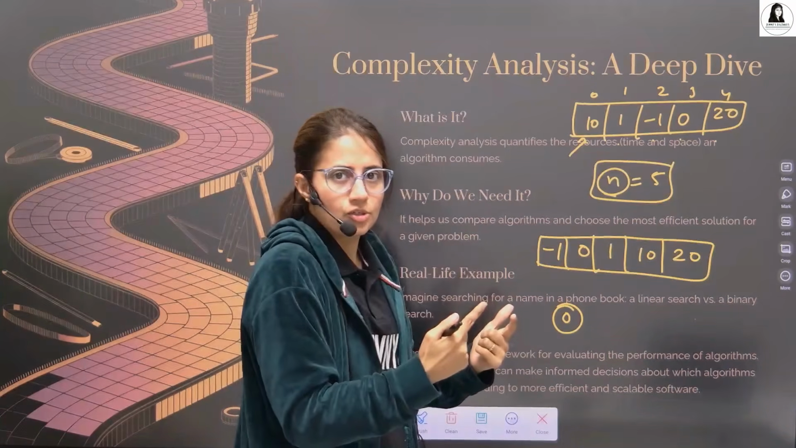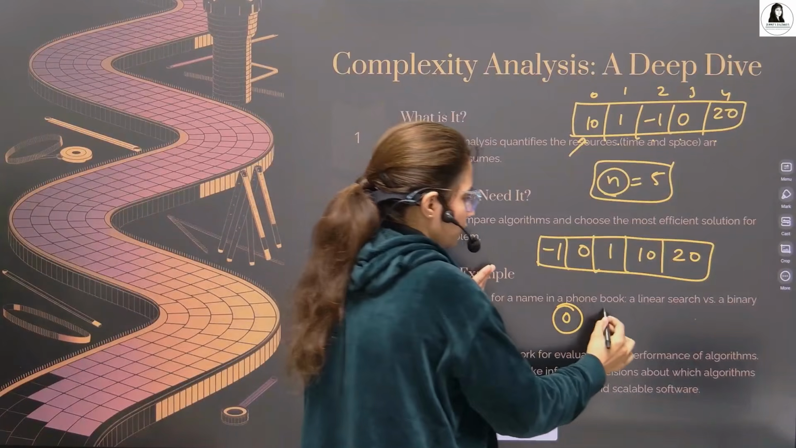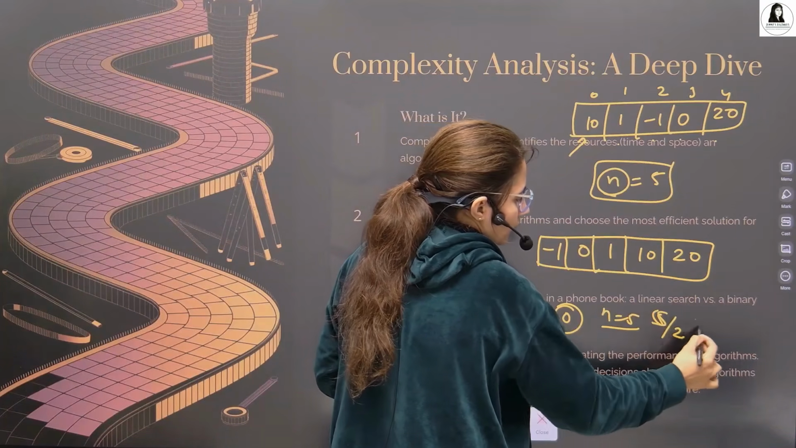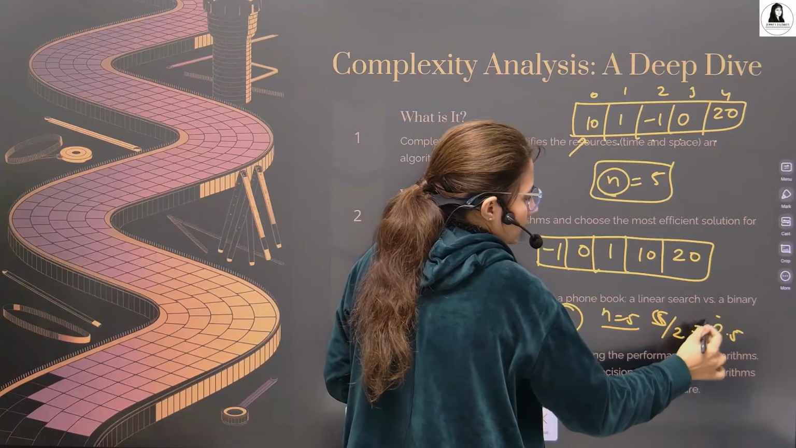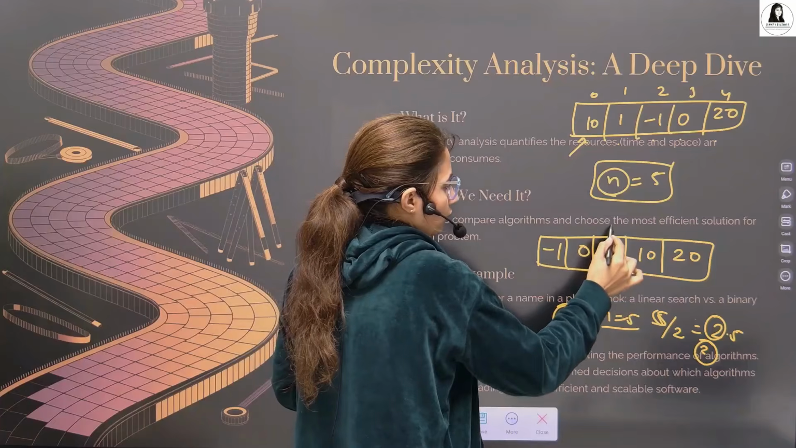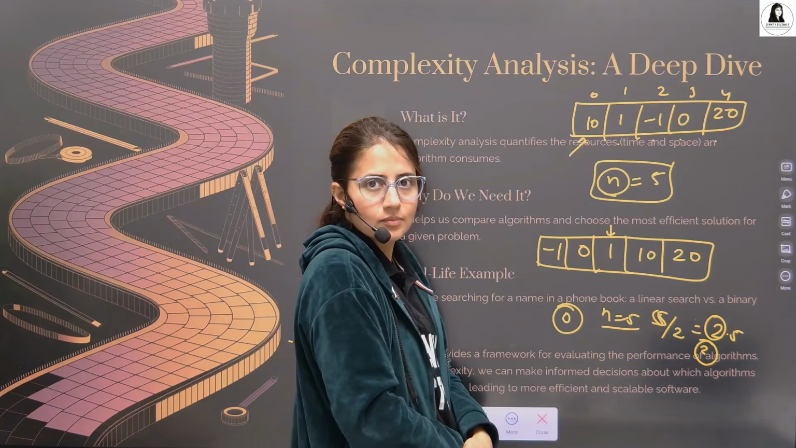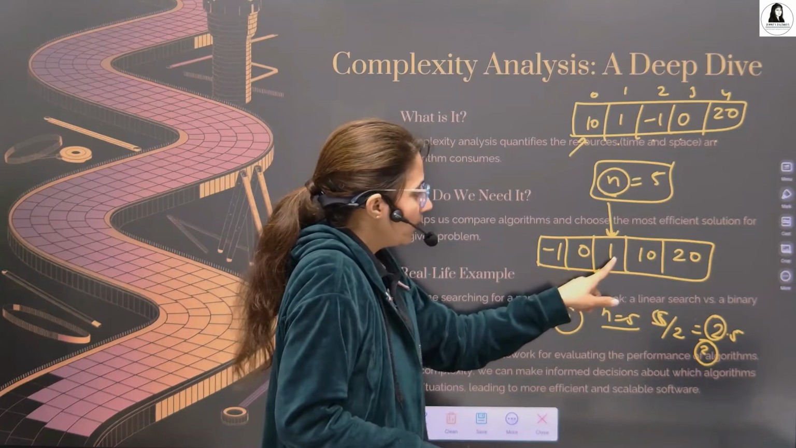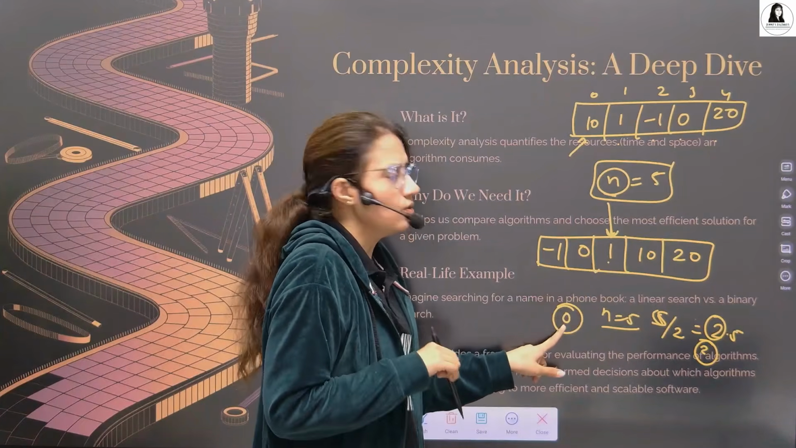Now in binary search, n is 5, so we divide it. 5 by 2 would be 2.5, so let's consider 2 only. So 0, 1, 2. This is like half. So we divide this array in half. Now compare with this. Is this 0?